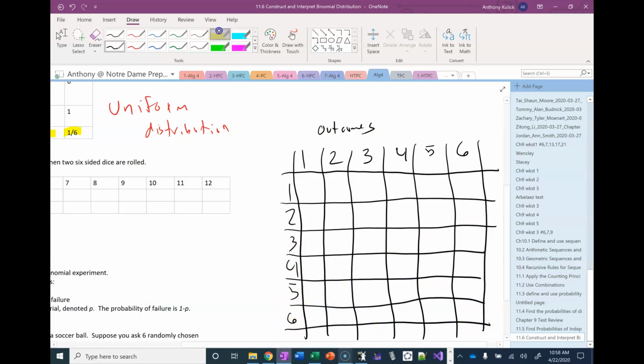So this first box here is going to represent the sum when we roll a 1 and a 1. So the sum there is a 2. This next box is going to be when we roll a 1 and a 2. So that sum is 3. And we can continue filling this out. I'll just write these in real quick.